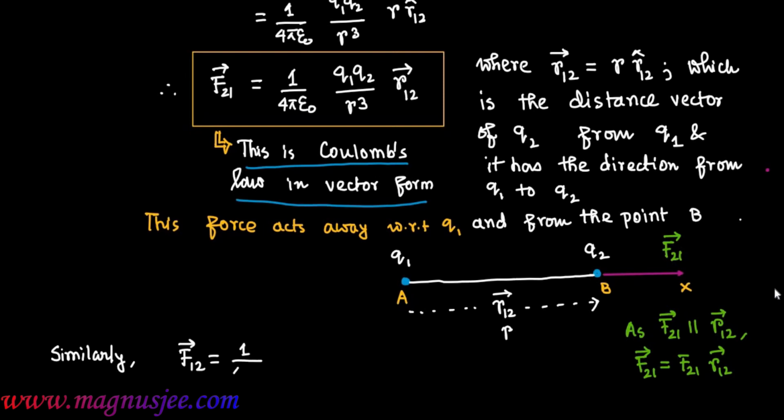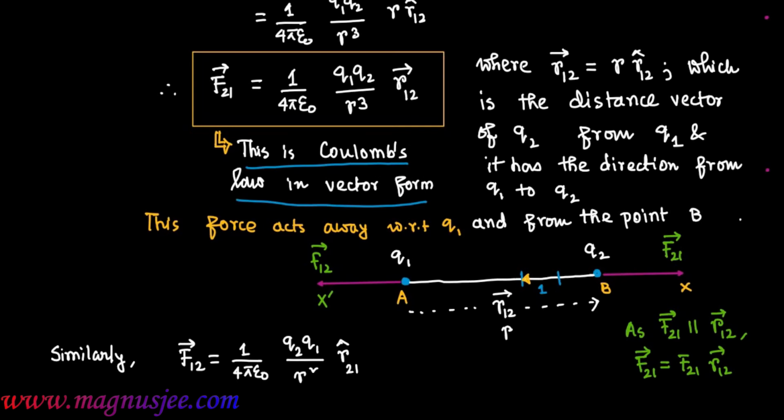Similarly, vector F12 equals 1 by 4 pi epsilon 0 q2 q1 divided by r square r21 cap, where r21 cap is the unit distance vector of the charge q1 from the charge q2. We can denote the direction of electrostatic force experienced by the charge q1. Vector F12 is the electrostatic force which acts along x prime, and it is experienced by the charge q1 due to the other charge q2.